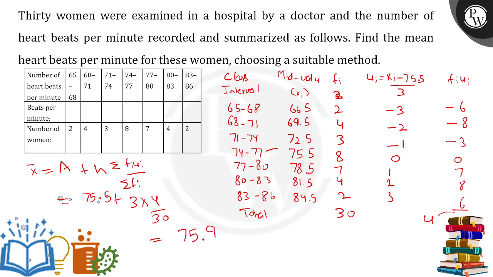The mean heartbeat per minute for all these women will be 75.9. Understanding this part is important: why we divided by 3, why we are taking 75.5, and the rest of the method is as usual.